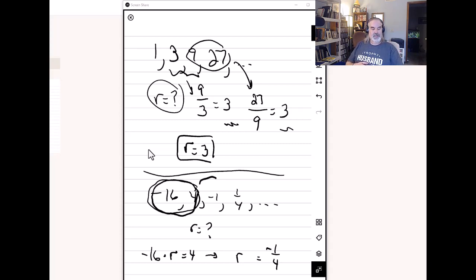So, double check these two. To get from -4 to negative 1, would we take -4 and multiply by negative 1/4? Yes. To get from negative 1 to positive 1/4, would we take negative 1 and multiply it by negative 1/4? Yes. Okay, so that value of negative 1/4 is the correct one.